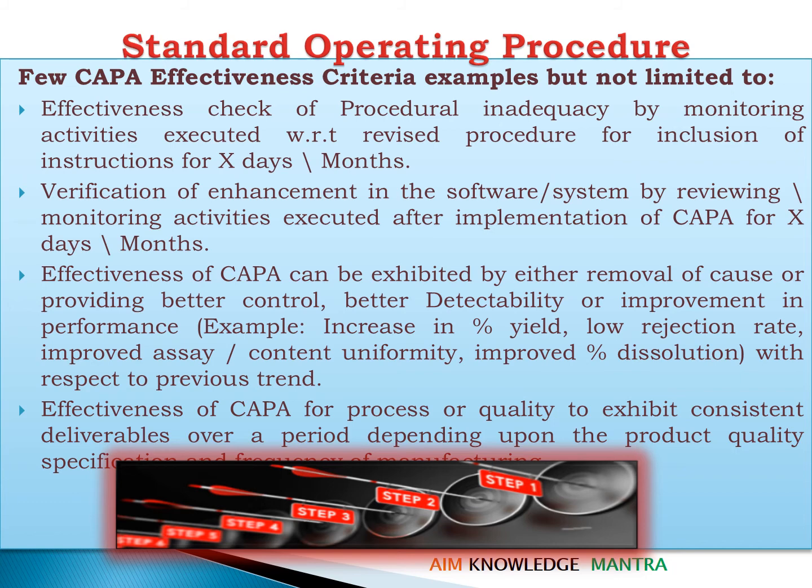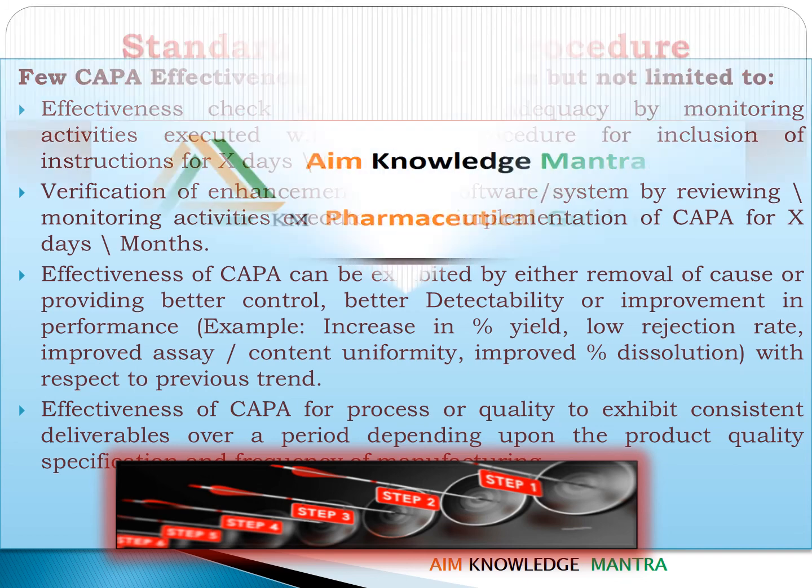Effectiveness of CAPA can be exhibited by either removal of cause or providing better control, better detectability or improvement in performance. Example, increase in % yield, low rejection rate, improved assay, content uniformity, improved % dissolution, with respect to previous trend. Effectiveness of CAPA for process or quality to exhibit consistent deliverables over a period depending upon the product quality specification and frequency of manufacturing.